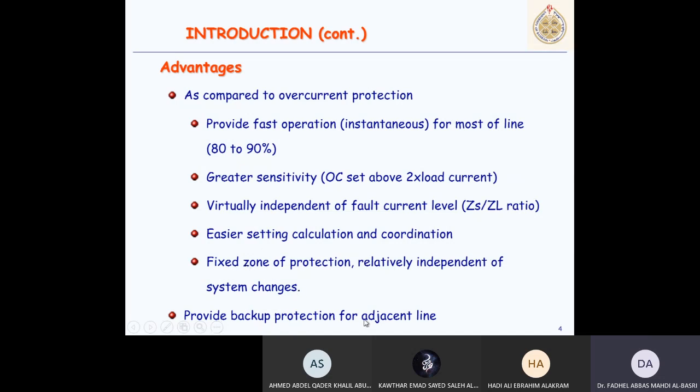It can provide backup protection for the adjacent line. This is very important. Differential, although it provides fast and instantaneous operation for faults within the differential relay zone, does not provide any backup for adjacent elements, while this can provide backup.